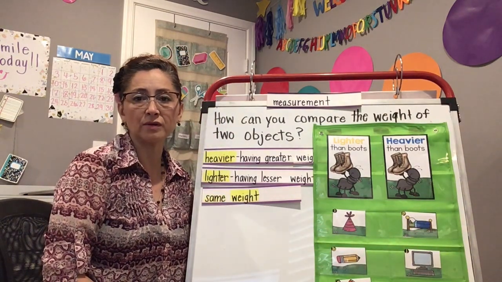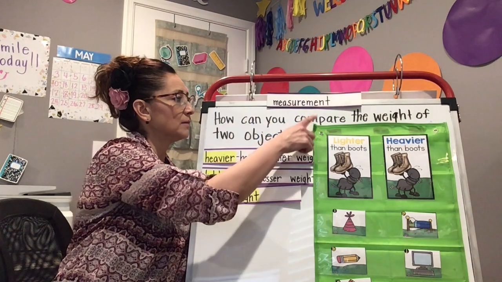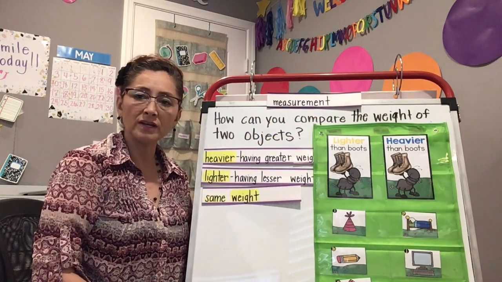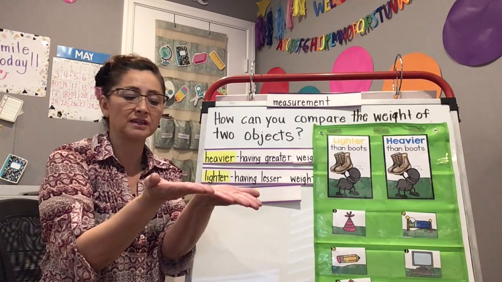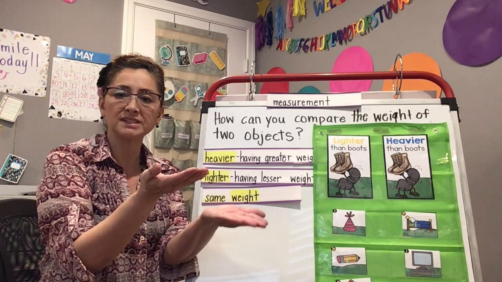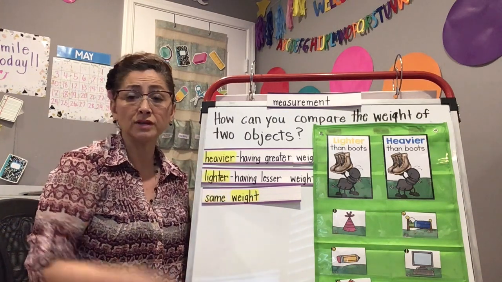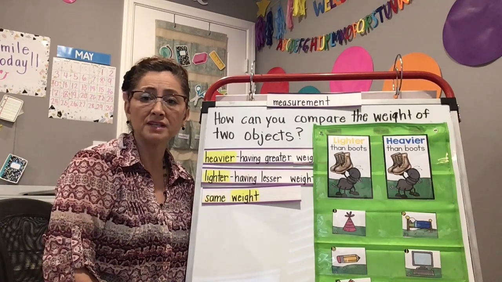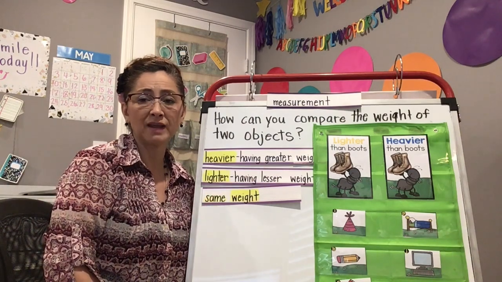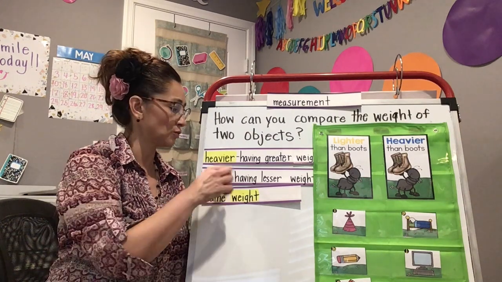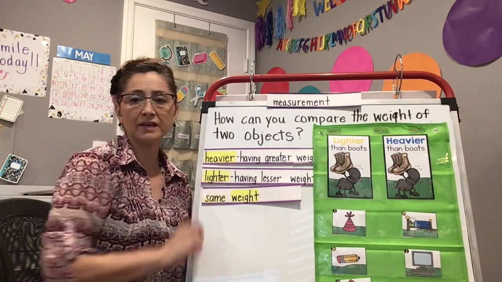Now remember, today we learned about how you can compare the weight of two objects. And what did we learn? That you could put them on your hands, and you could actually see which one pulls down. That one helps you. You can also think about what the object is made out of, what materials the object is made out of. That's very important to know which one is heavier or lighter.